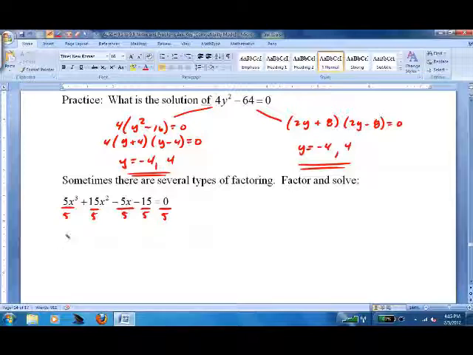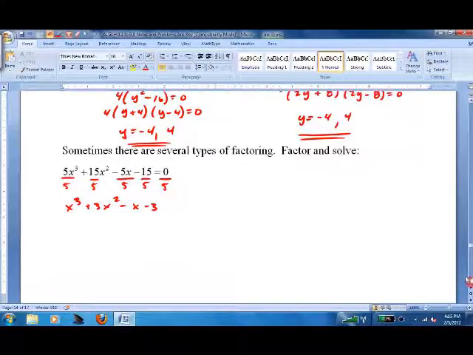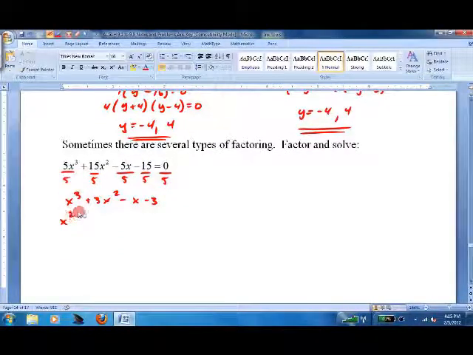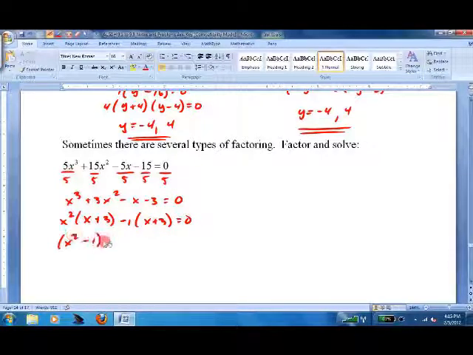So I'm left with x to the 3rd plus 3x squared minus x minus 3. Looks like 4 terms, so I'm willing to bet it's a factor by grouping or solve by grouping. I can pull an x squared out, pull a negative 1, get x squared minus 1, x plus 3.